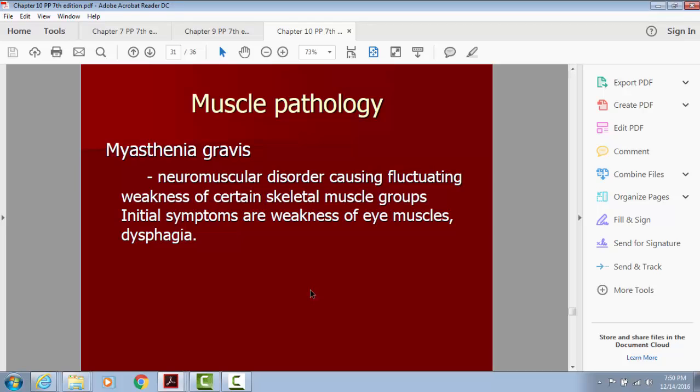Myasthenia gravis then is another form of muscle pathology that we see. It's a neuromuscular disorder causing fluctuating weakness in certain skeletal muscle groups. Initial symptoms that patients will notice are weakness of the eye muscles, maybe some blurred vision, double vision, and some dysphagia. If you remember what that is, it's difficulty swallowing or eating.